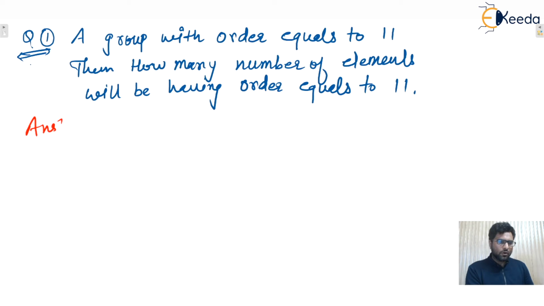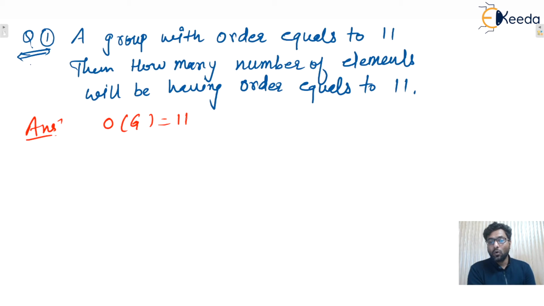So, order of the group is 11. That means the number of elements in that particular group is 11 elements. Now remember, 11 is a prime number. And that is fixed: the identity element for any group is unique. So only one identity element will be there, and the order of the identity element is always 1. So the identity element cannot have order equal to 11. So what about the remaining 10 elements?